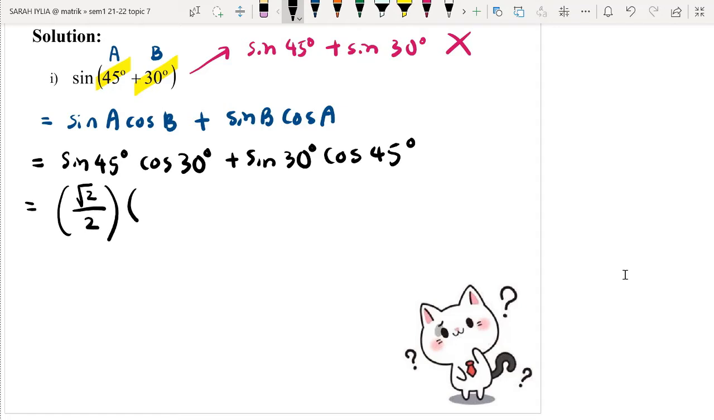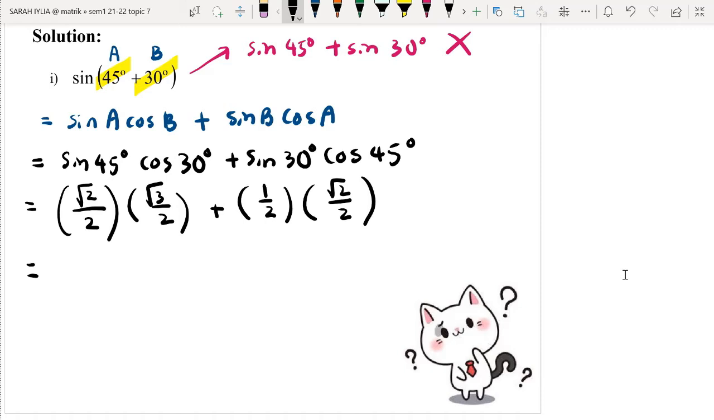And then cos of 30, sec 3 over 2. Sin 30 would be half. And then last one, cos of 45 would be sec 2 over 2. Okay. And then simplify. Following the requirement in the question, we have to provide final answer in set form.